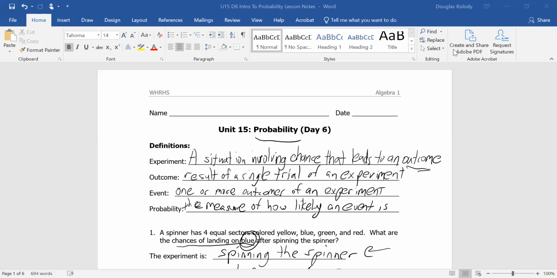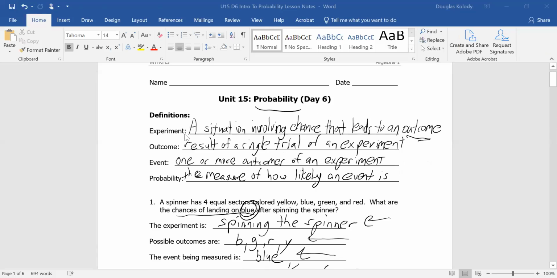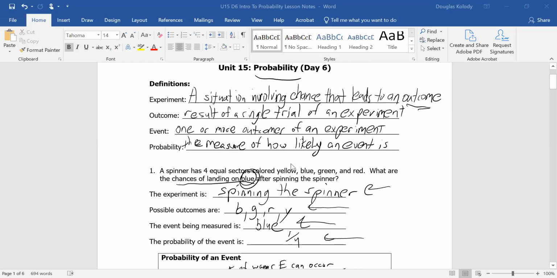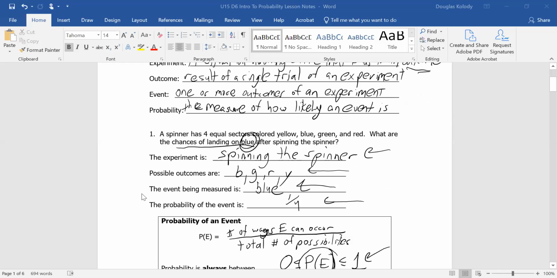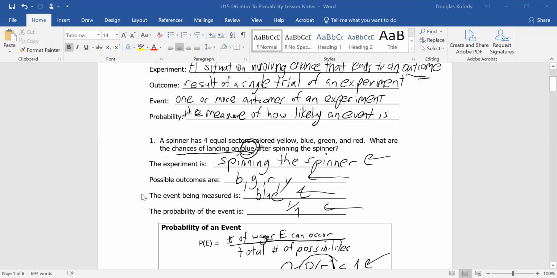Okay, so what is probability? Well, probability usually begins with an experiment. What is an experiment? It's just a situation that involves chance and leads to outcomes. What's an outcome? It's the result of any single trial of an experiment. What's an event? An event is one or more outcomes of an experiment, and the probability is how likely that event is. All right, so let's put all this to use here. What does all this mean? Let me keep the definitions right there.